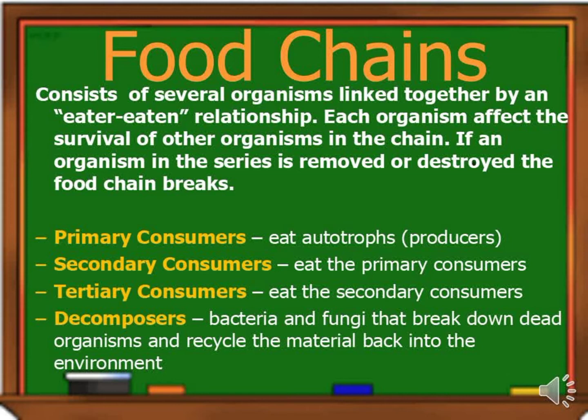A food chain includes the following organisms: the primary consumers, which eat autotrophs or what we call the producers. Secondary consumers eat the primary consumers. The tertiary consumers eat the secondary consumers. Decomposers are the bacteria and fungi that break down organisms and recycle the material back into the environment.